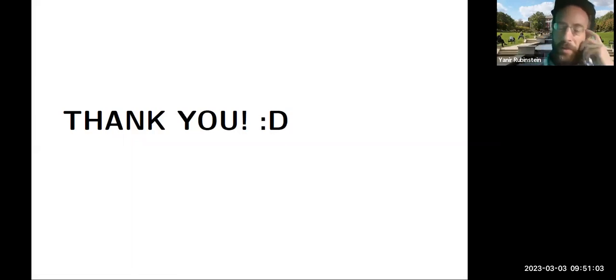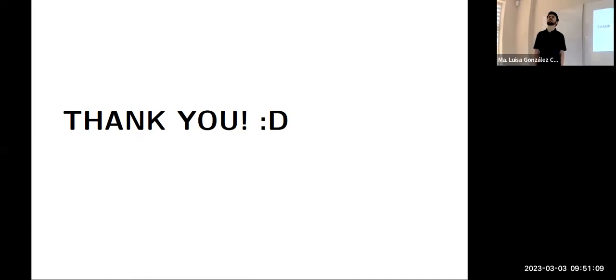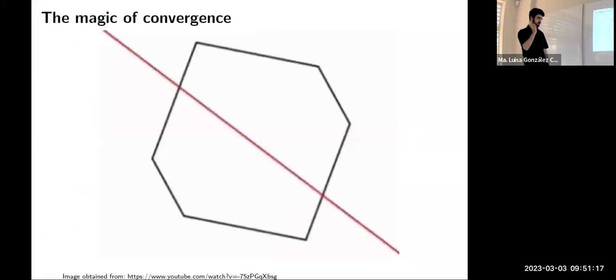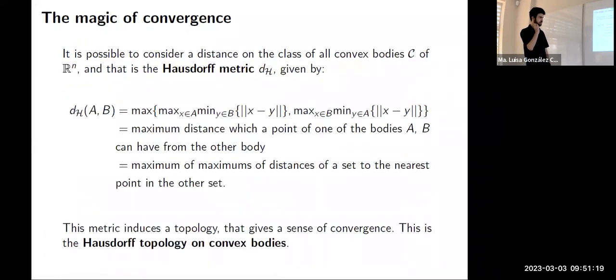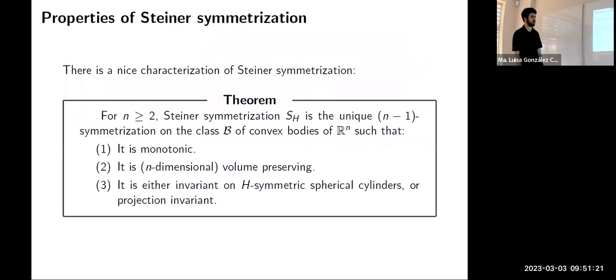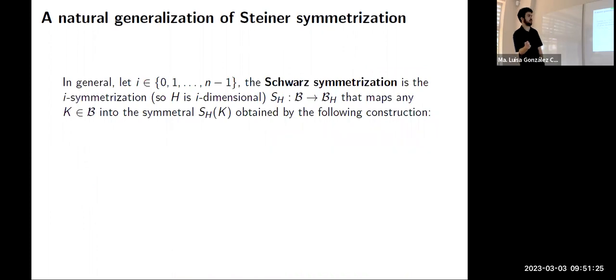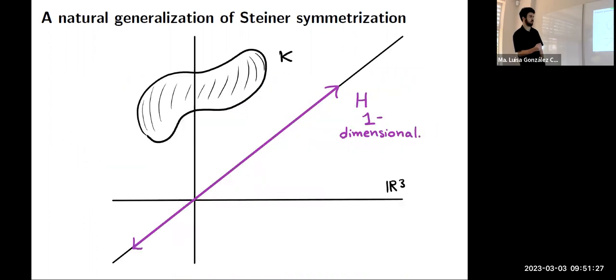When you do the Schwarz symmetrization, what happens if H equals 0? Okay, can you please go back? Yeah, those. Okay, when H is zero-dimensional.